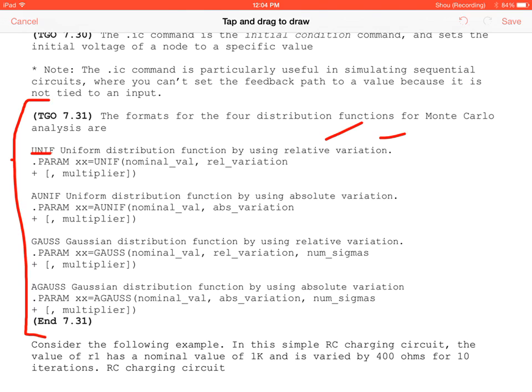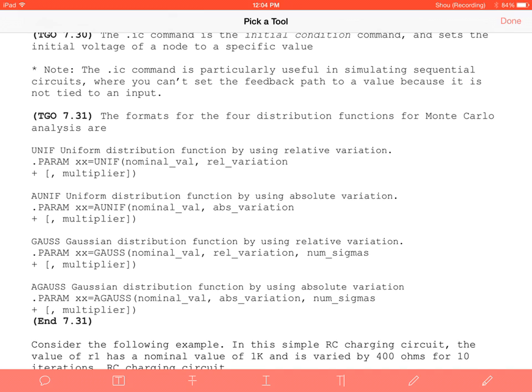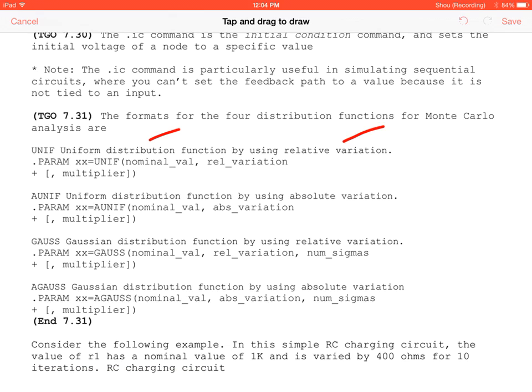And everything starts with a .param. And then the parameter you're measuring, you just put that as XX. That's unif, your nominal value, your relative variation, and then we'll go over these concepts of multipliers where you're adding things on. So the first one is your uniform distribution using relative variation. When you use absolute variation, it's aunif, so that's the major difference. So you have your nominal value and your absolute variation. Again, it's aunif there.